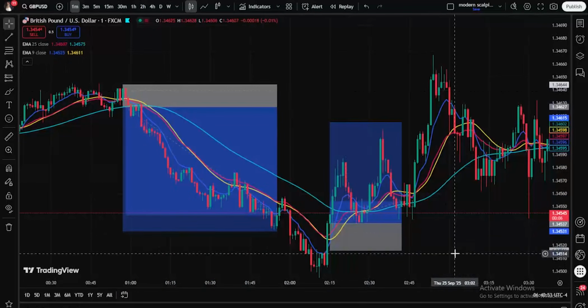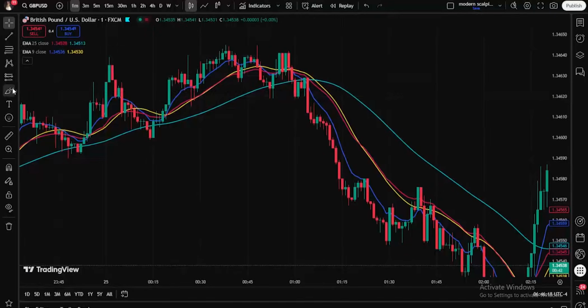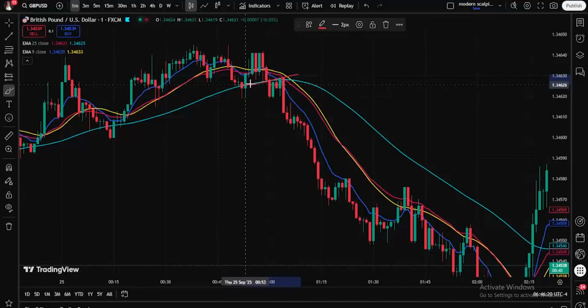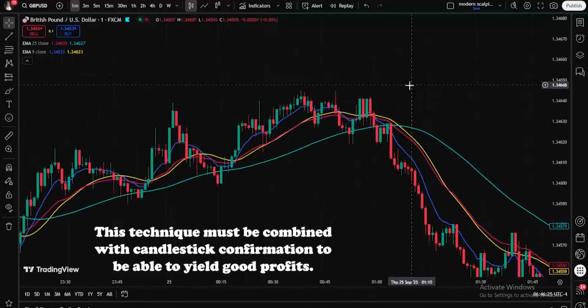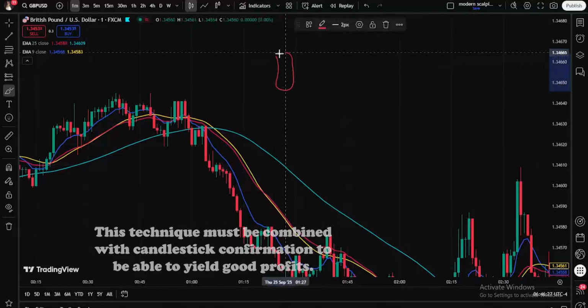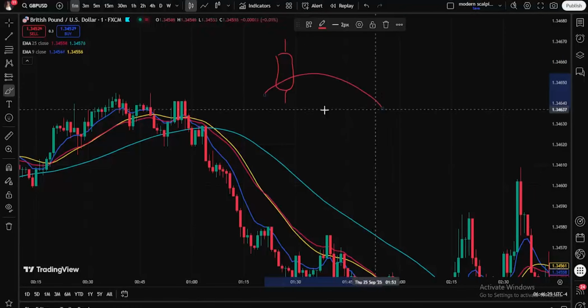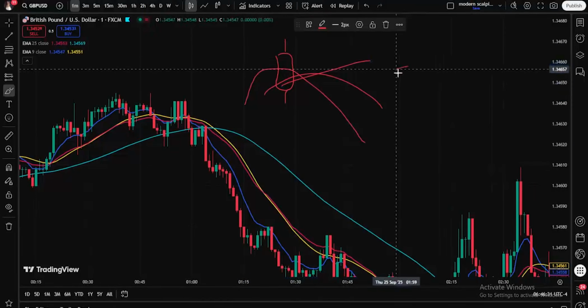But what many people overlook is that the EMA crossover alone is not enough. We should always wait for confirmation from the candles. That is, wait until a full candle closes above the EMAs before entering a trade. This will significantly reduce our risk.